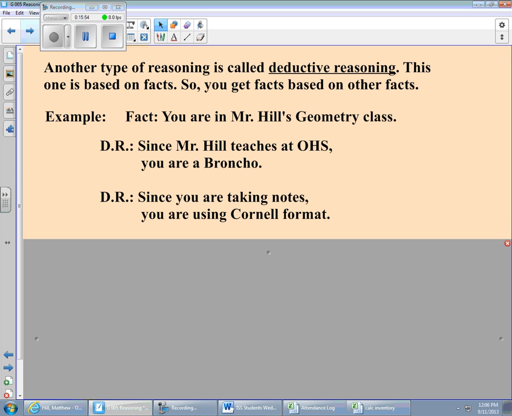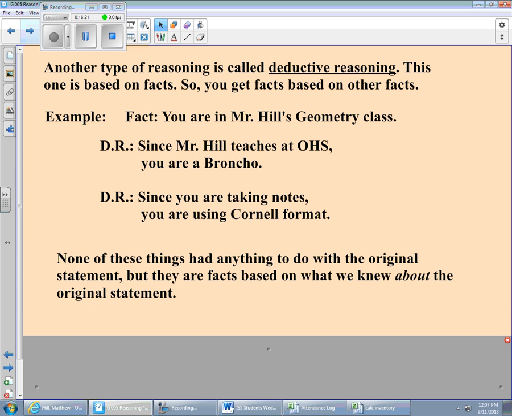Another deductive reasoning example: here you are sitting at home, or in the library, whatever, taking your notes. And since we are on the big push for Cornell notes, your notes are in Cornell format. Again, that doesn't have anything to do with the original statement. It is simply factual information that can be arrived at based upon other knowledge about the fact. As I've been saying, none of these things had anything to do with the original statement, but they are facts based upon what we knew about the original statement.